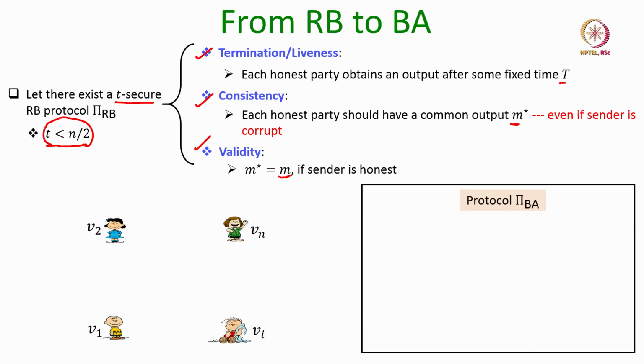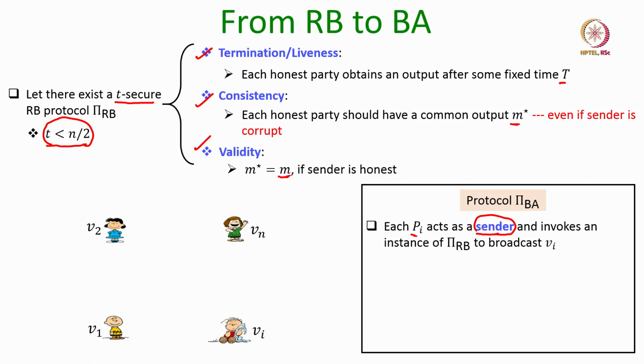Using this protocol pi RB, I can design the following BA protocol, pi BA. Recall in the BA problem every party has its own input, we do not have any designated sender, whereas in the RB problem only one of the parties has the input, namely the sender. Now, in this BA protocol, my first step is the following. I ask each party Pi to act as a designated sender and invoke an instance of the reliable broadcast protocol pi RB to broadcast its input Vi.